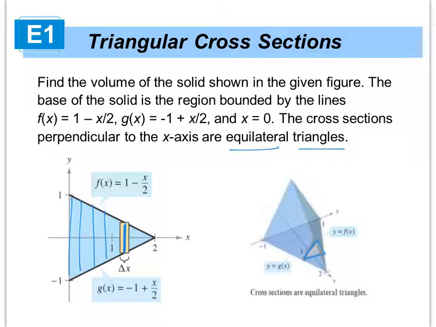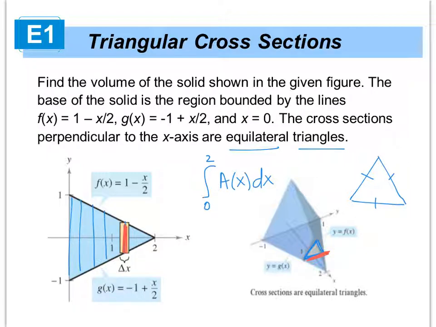This right here is the cross-section. It's one of those equilateral triangles. This part, the bottom of the equilateral triangle, is what falls on our region. Since we're perpendicular to the x-axis, we're going to integrate from x equals 0 to x equals 2. Then what we need to know is the area of all of these equilateral triangles. Because the idea is we're going to find the area of one equilateral triangle and add them all up. So the equilateral triangles look something like this.